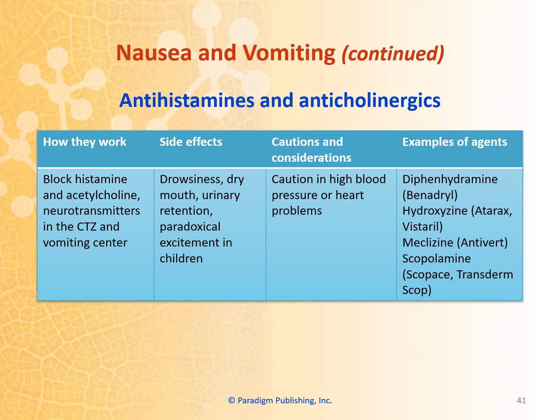Antihistamines and anticholinergics. How they work. They block histamine and acetylcholine neurotransmitters in the CTZ and vomiting center. They both cause drowsiness, dry mouth, urinary retention, and paradoxical excitement in children. There are different cautions to consider, such as high blood pressure or heart problems. Examples would be Benadryl, Vistaril, Atarax. Those are antihistamines. And then Antivert and scopolamine are anticholinergics.